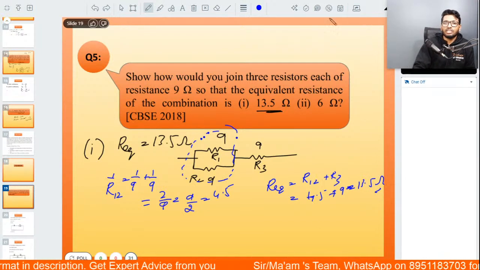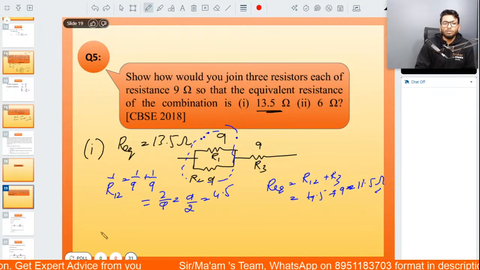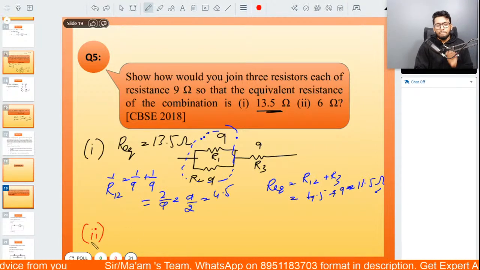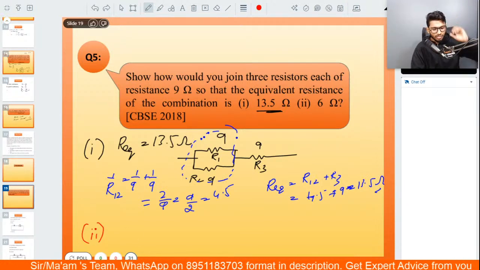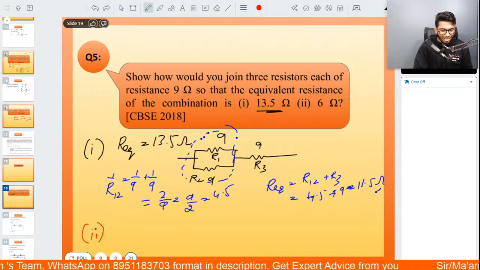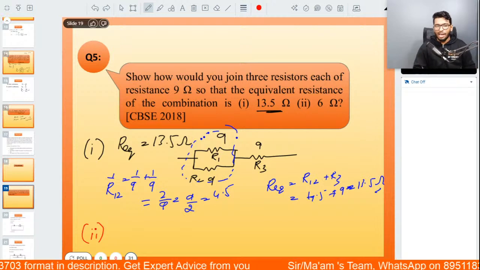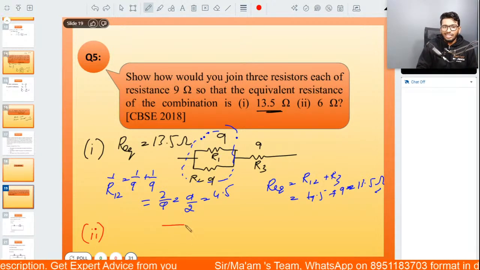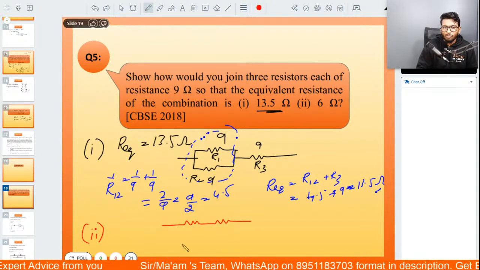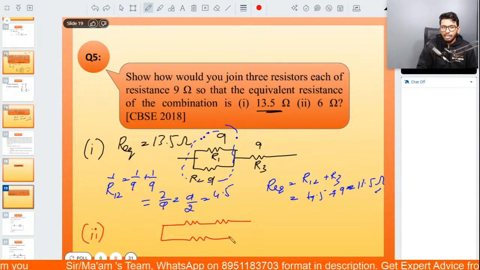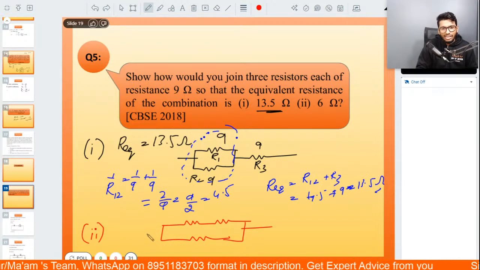All right, let's go for the second one. What do you think would be the best suitable connection for this? Second one, two in series and one in parallel. Okay, let's try that out. Any two of them in series, and then the combination connected in parallel. Fantastic.